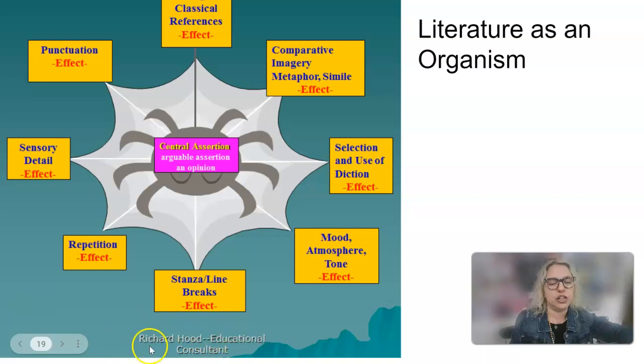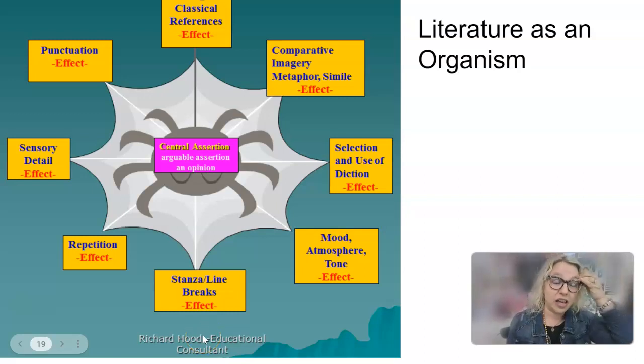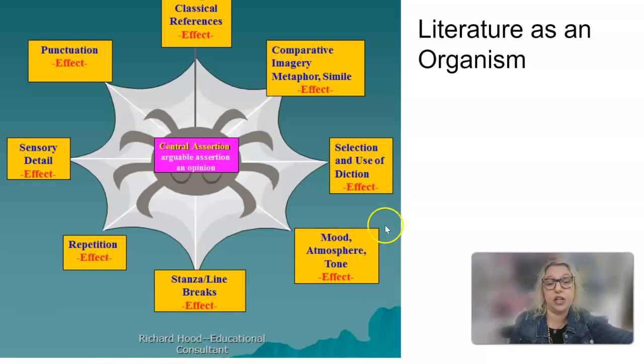This dude, Richard Hood, is a smart guy who does a lot of work for IB, has published a lot of books for them, and I got a chance to work with him once long ago. He came up with this analogy, and back in the day, we used to have to write about all of these different literary elements or formal or technical aspects when we wrote a paper 1.